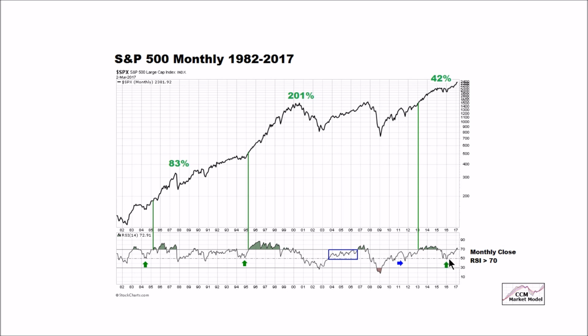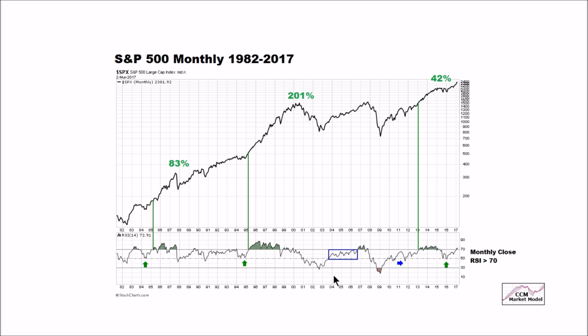And the reason for covering this now, at the end of February, we had the first monthly close. This is a monthly chart, so we need to see if it holds into month end. We had the first monthly close with RSI above 70. So you can make an argument that this period here is similar to this point here, and somewhat similar to this point here.